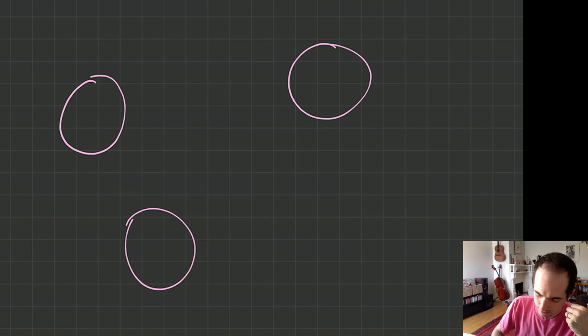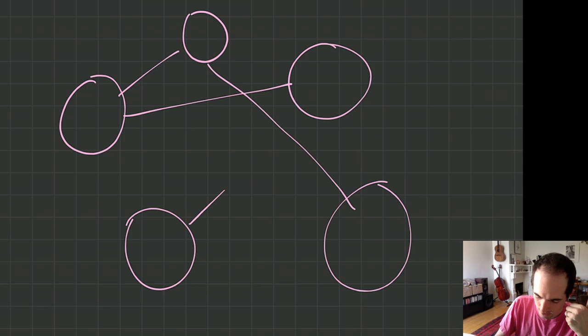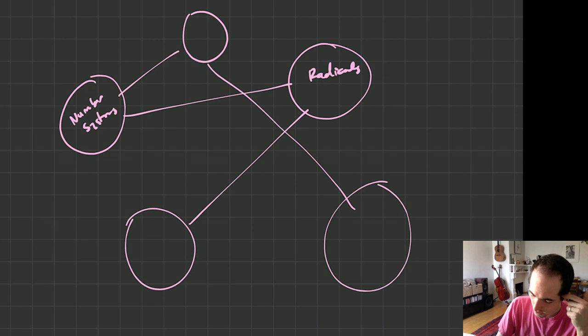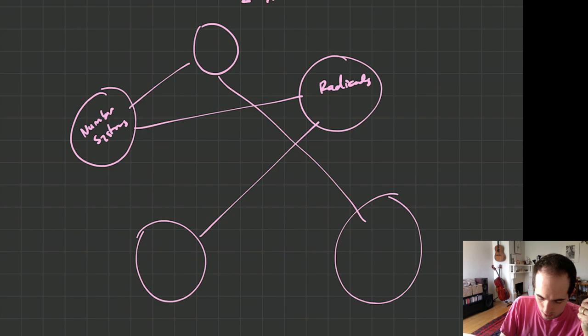So you could have some kind of map like this. Okay, so these two things are related like that. So maybe this could be number systems, and then maybe this is radicals, okay? And then the way that they're related is that radicals can be irrational. So this kind of thing.